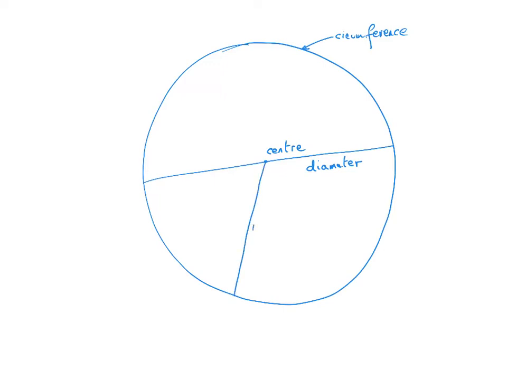Consider a circle. This is called the circumference, and this is called the diameter. This is the center, and half the diameter is called the radius.